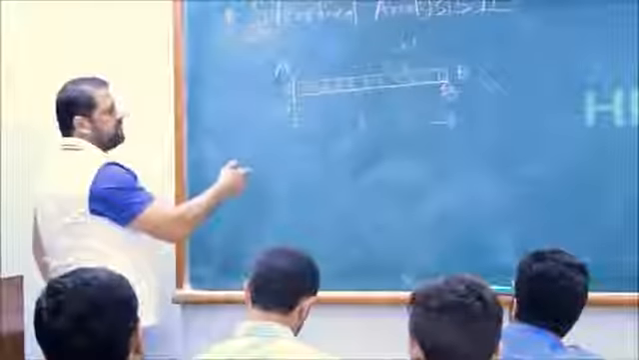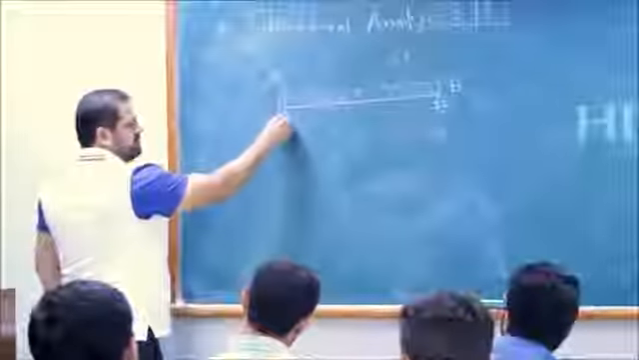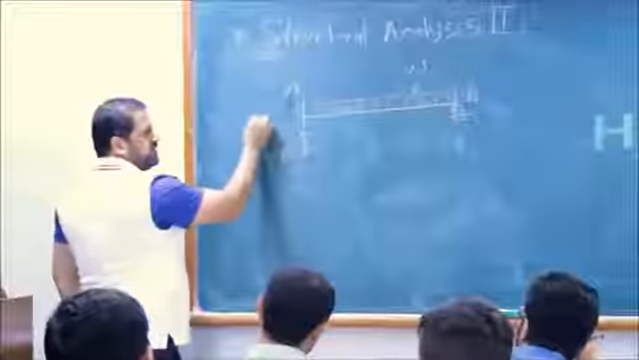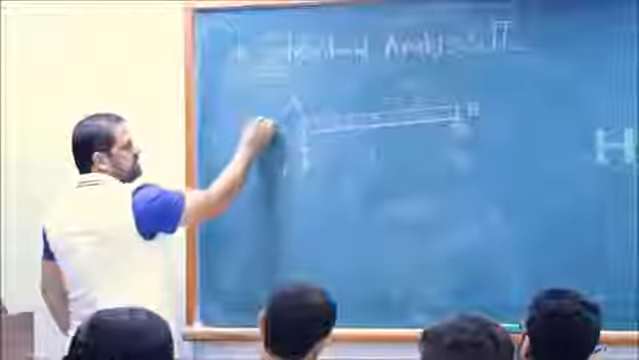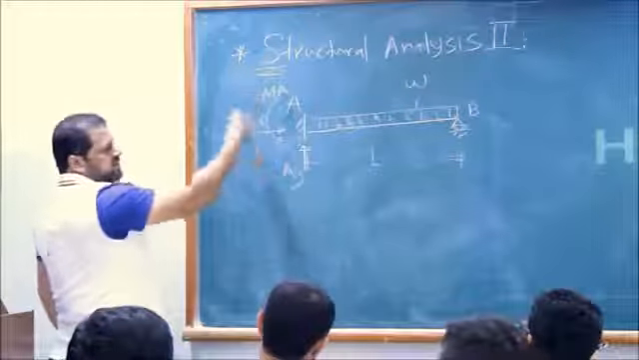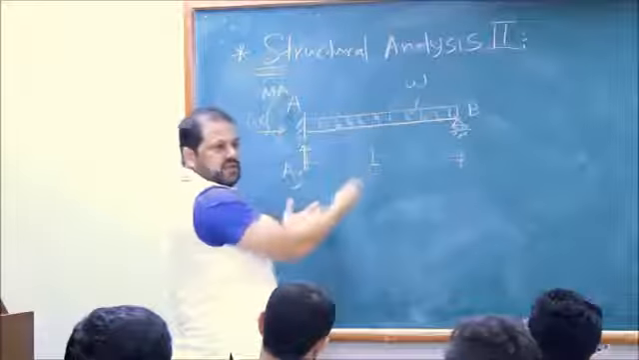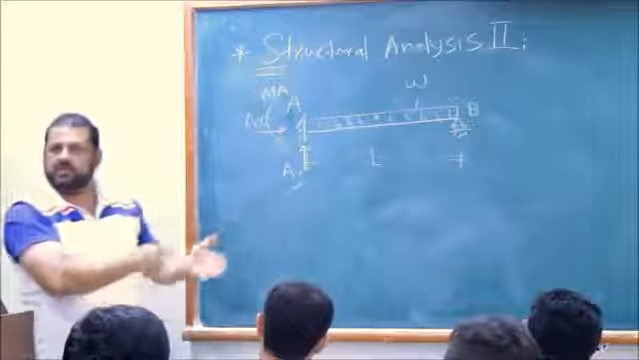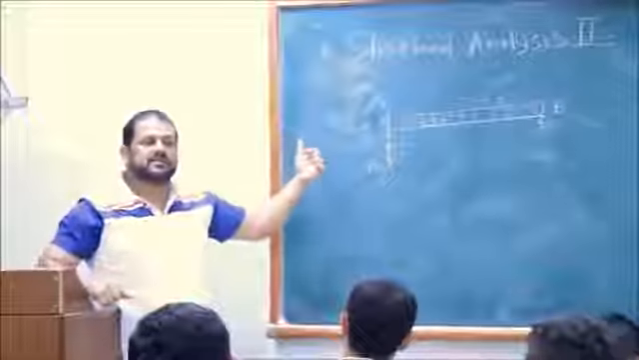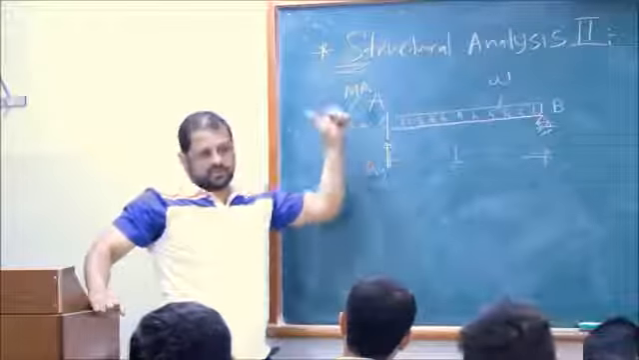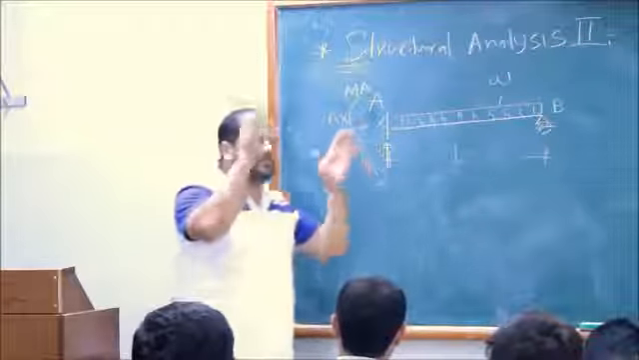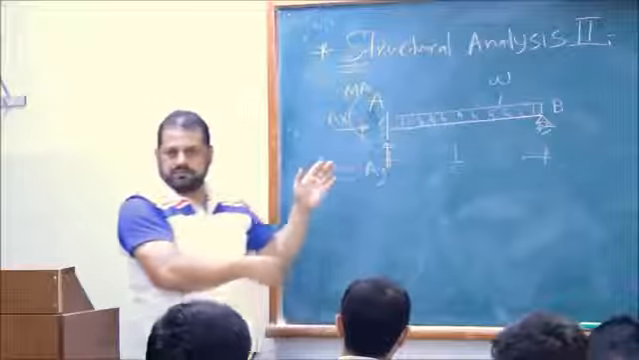How many unknowns do we have? We have Ay, the reaction in the vertical direction, we have Ax, and we have Ma, whether in this direction or in the other direction. We assume it in one direction, then we calculate. If we get it positive, it means the assumed direction is good. If we get it negative, it means the assumed direction is in the other direction. This has nothing to do with the sign convention for the moment.